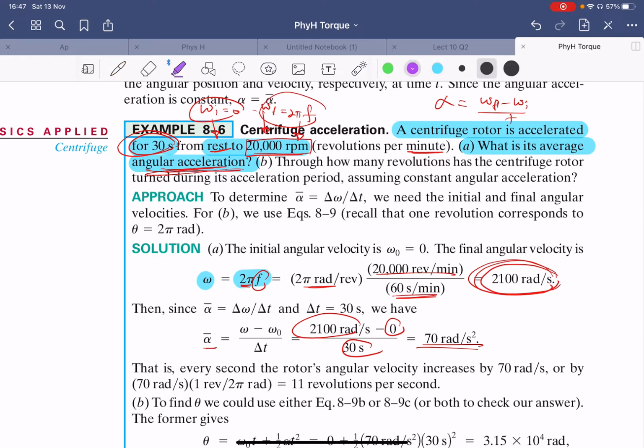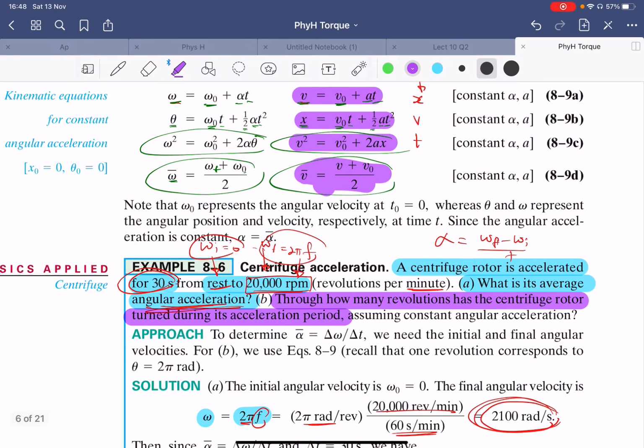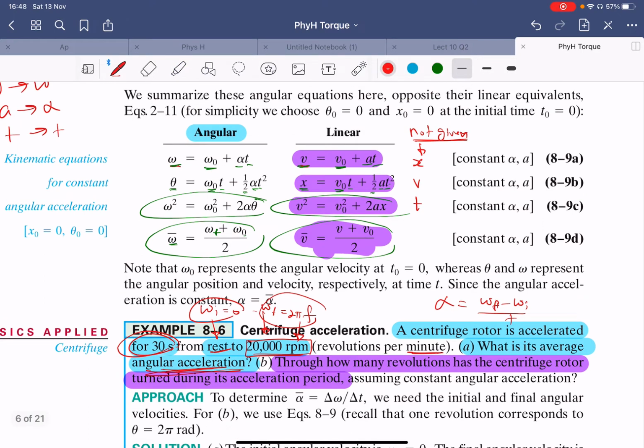Okay, all right, next. Through how many revolutions has the centrifuge rotor turned during its acceleration period? So I need to find theta now. According to this, I'm going to use the equation here for theta, this one, right? I know omega, I know t, I know alpha. I can now plug everything in.